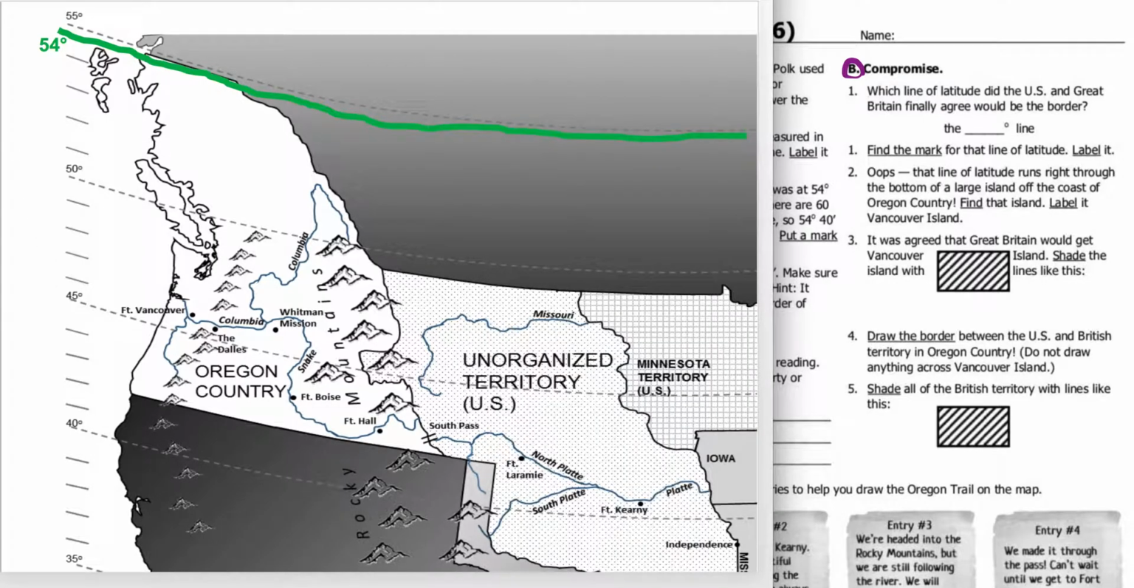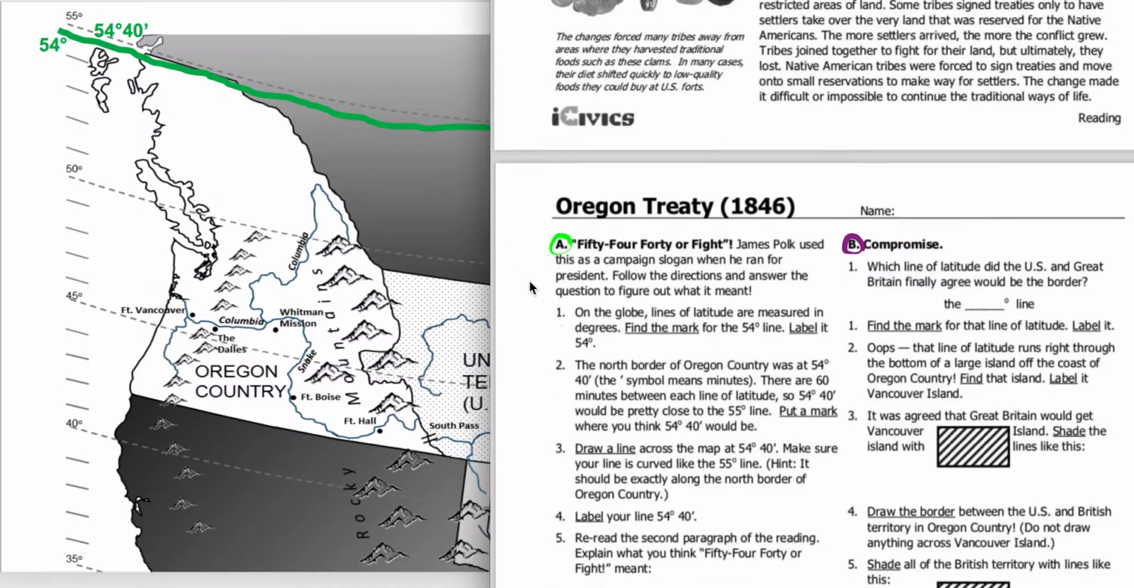Number 4, label your line 54 degrees 40 minutes. And so on our map, we're going to label that 54 degrees 40 minutes. Number 5, reread the second paragraph of the reading. Explain what you think 54-40 or fight meant. So we know where 54 degrees and 40 minutes is. What does 54-40 or fight mean?